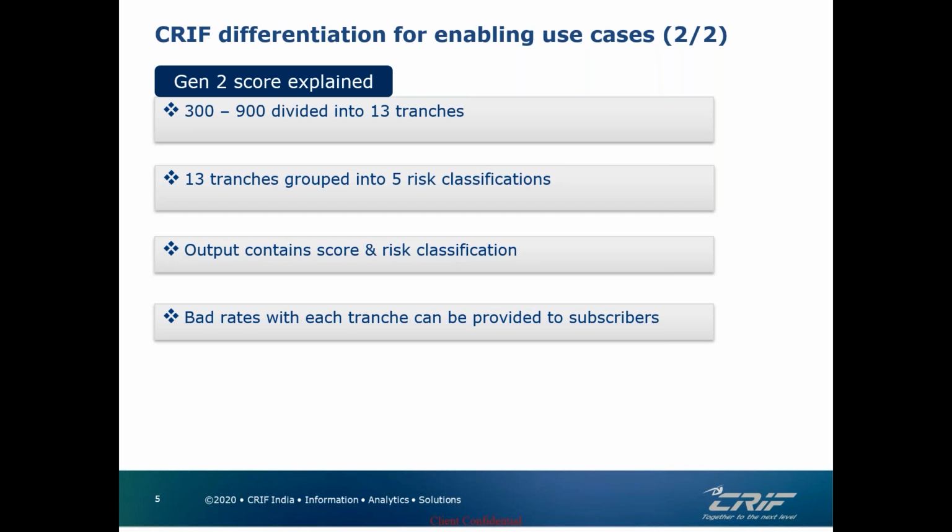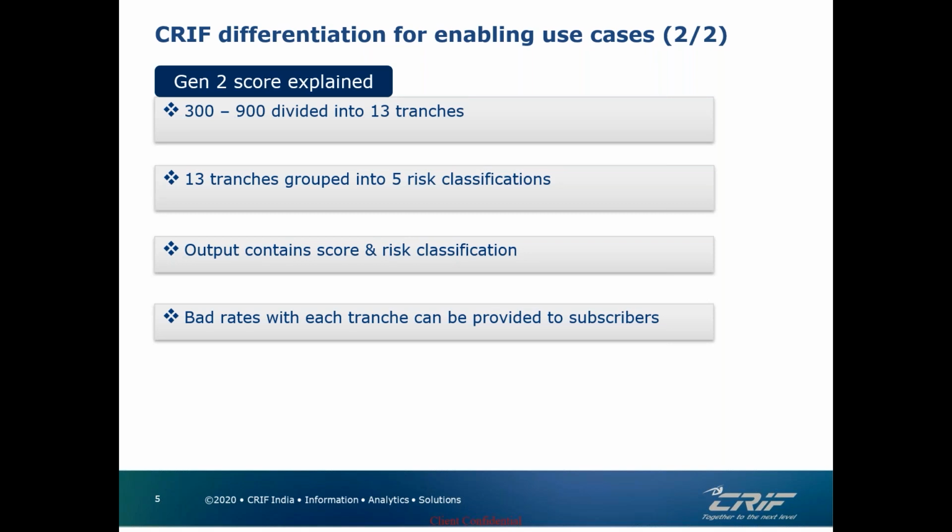The output contains not just the score, because just understanding a number, whether it's a 650, a 700, a 750, a 800, 850, does not allow you to do any portfolio action. You can only do the portfolio action if you know what is the bad rate or the probability that someone will go 90 plus within the next 12 months if someone is scored at 650.